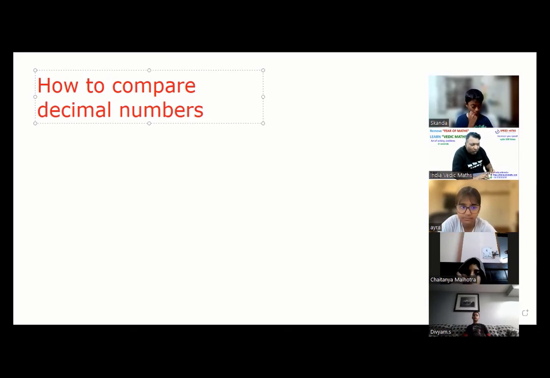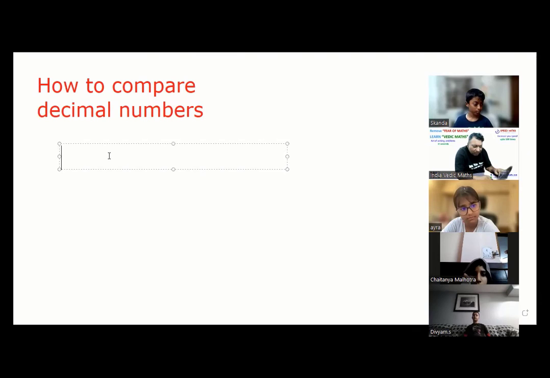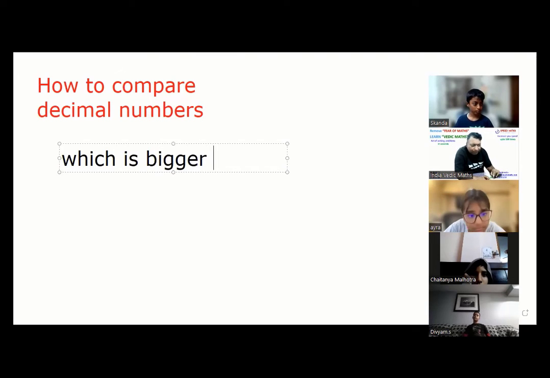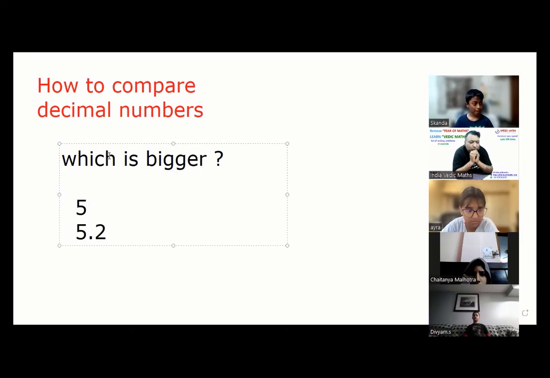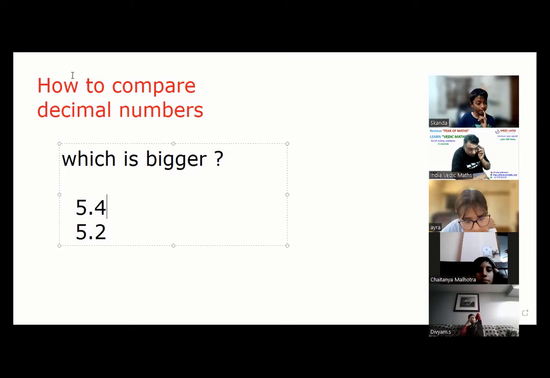You have to always tell me which is bigger, okay? I'm going to write some examples. Which is bigger, 5 or 5.2? Skanda, I'll ask one question to everyone. Skanda: 5.2. Because this is just 5. This is something more than 5, right? Yes, sir. Tell me, Chaitanya, which number is bigger now? Sir, 5.4. Yes, tell me why. Because 4 is bigger than 2. 4 is double 2.